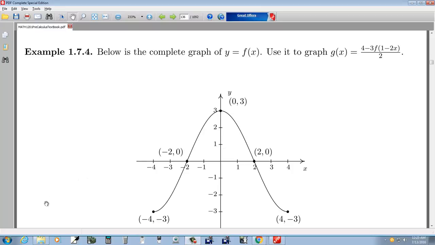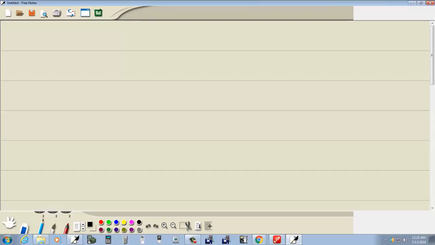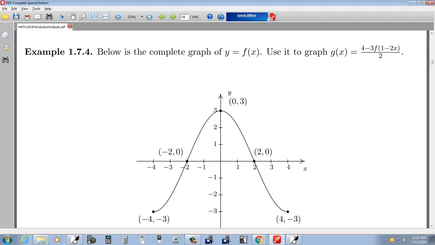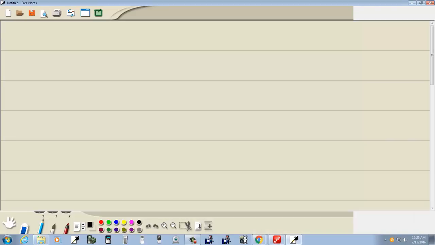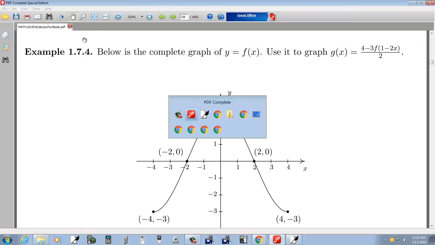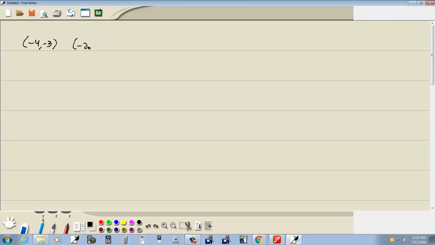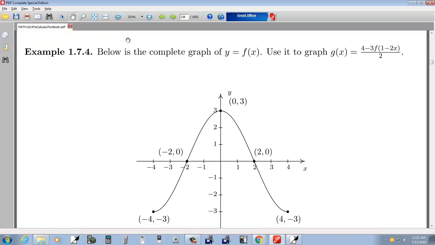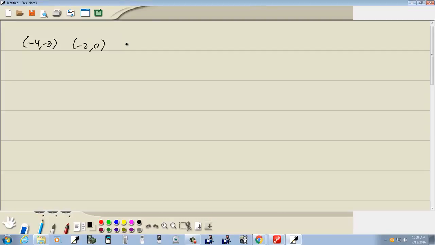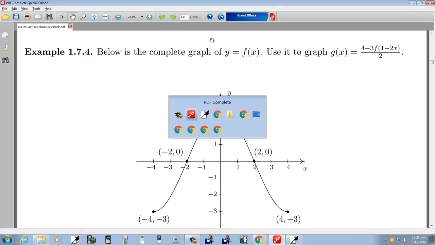Let's take a look at this example a little closer. Now from our graph, we have the points (-4, -3), (-2, 0), (0, 3), (2, 0), and (4, -3).